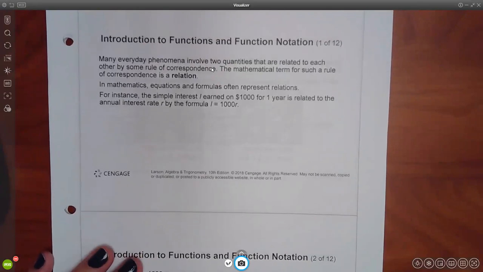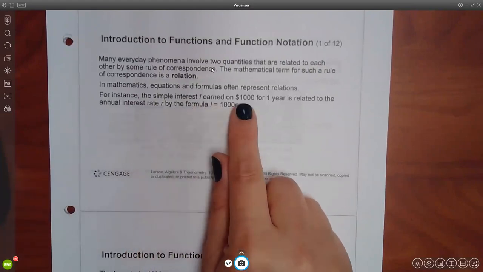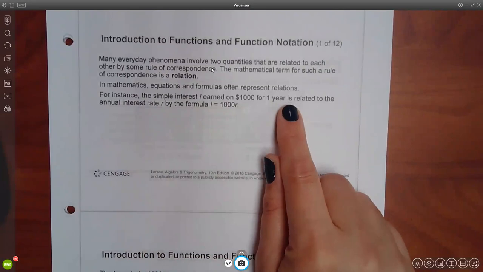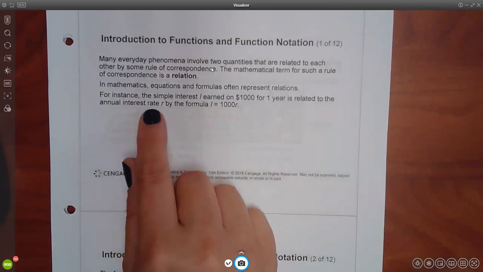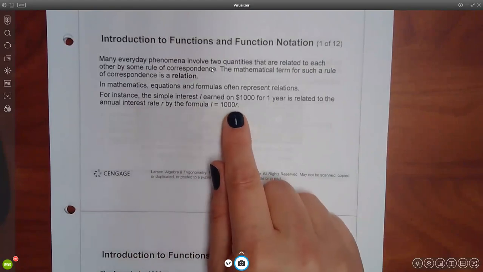So it says, many everyday phenomena involve two quantities that are related to each other by some rule or correspondence. The mathematical term for such a rule or correspondence is called the relation. In mathematics, equations and formulas often represent these relations. For instance, the simple interest I earned on $1,000 for 1 year is related to the annual interest rate R by the formula I equals 1,000 times R.